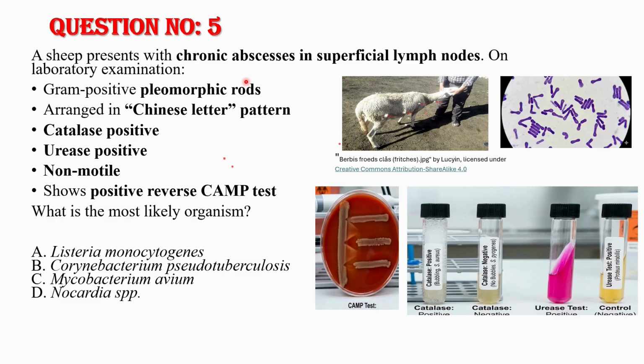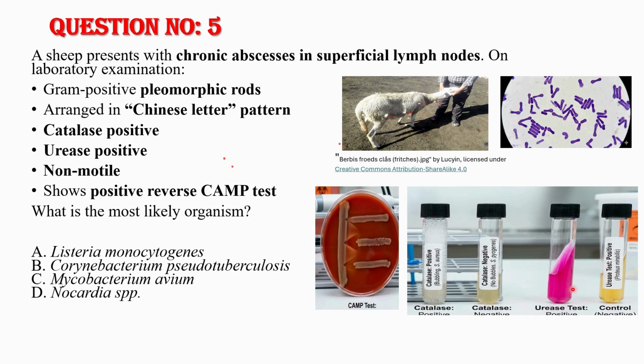We need confirmation. Let's go through the biochemical profile. The organism is catalase positive. In this picture, you can see bubbling. So it is catalase positive. This tells us it can break down hydrogen peroxide, which helps narrow down the other gram-positive rods, but still includes multiple possibilities. Next is urease positive.